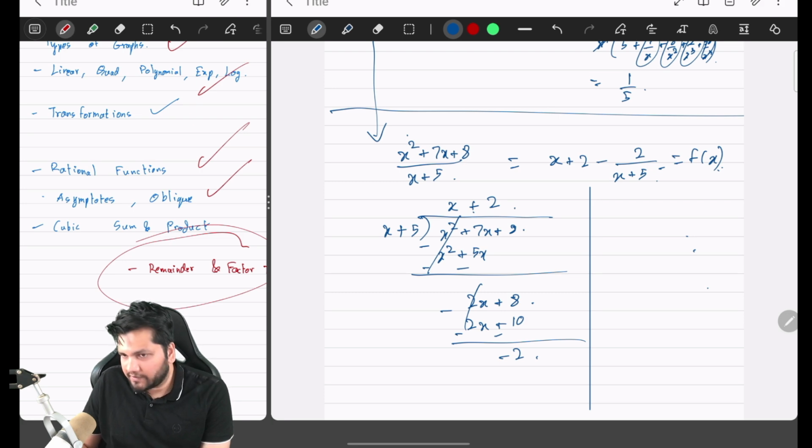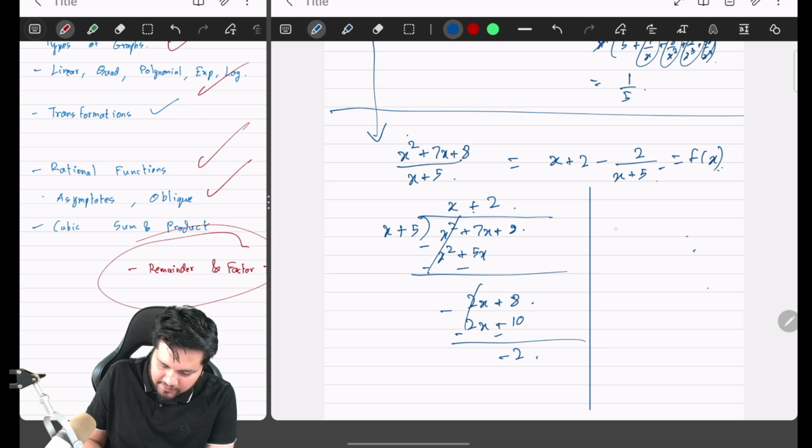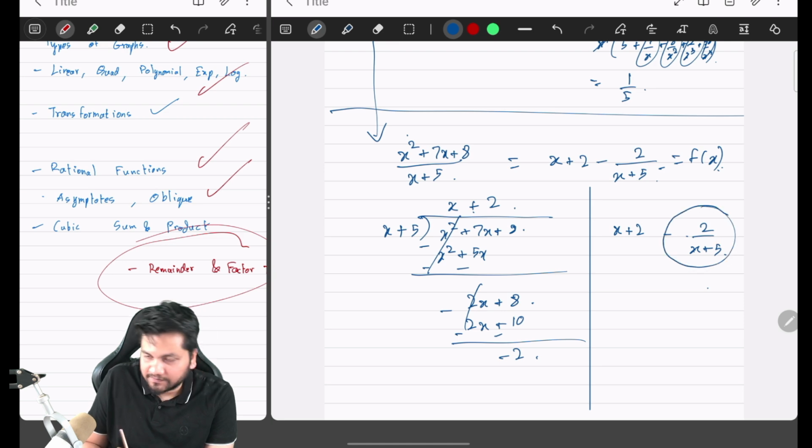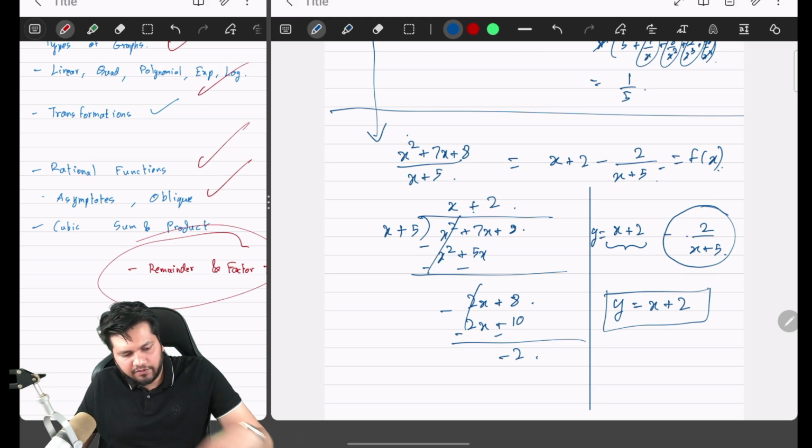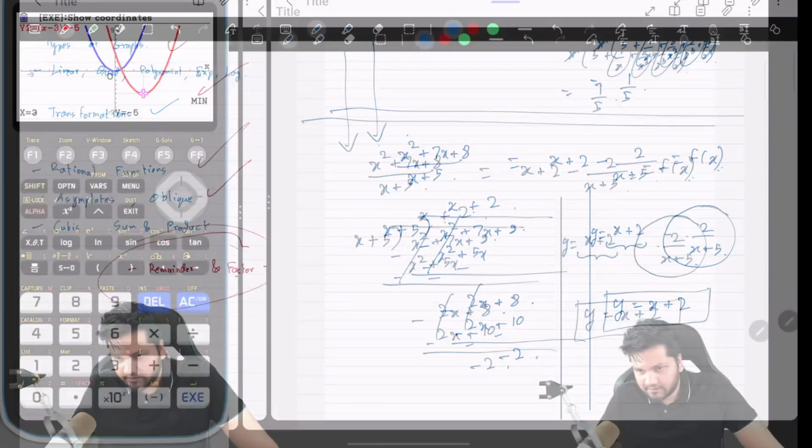Now the moment I put infinity as the value, let me just write it, x plus 2 minus 2 upon x plus 5. When I put a huge number here, this denominator will be a huge number. Overall, this term will be 0. But if I put a huge number like 100, 1000, 10,000, this function y will go towards x plus 2, which is nothing but a line. This line, y is equal to x plus 2, is your oblique asymptote. Let me just help you with the calculator to understand this in depth.